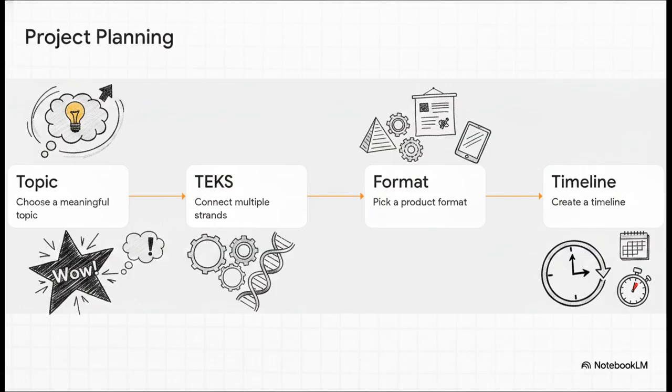Just follow these 4 sequential steps. Step 1, choose a meaningful topic. Remember that wow moment we talked about earlier? Yep, start there. Step 2, connect multiple text strands. Figure out exactly how, say, biology and physics or earth science and energy intersect in your topic.